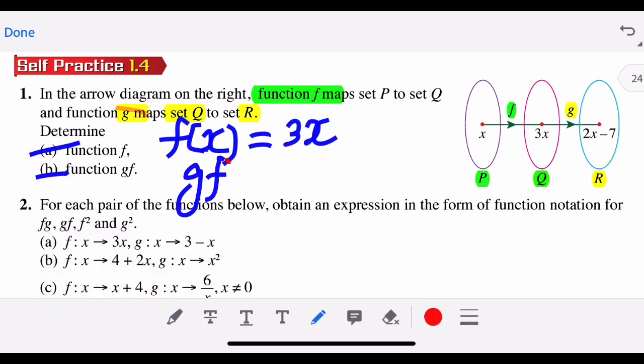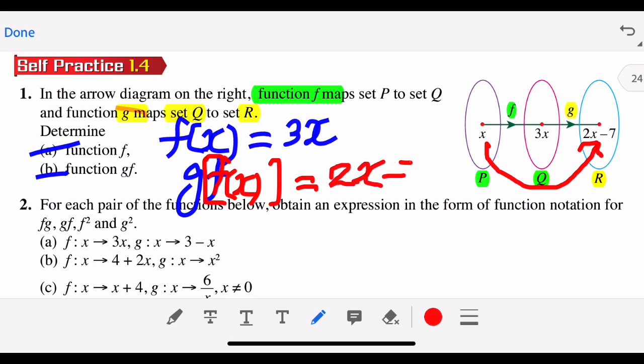Let me highlight the object in red color. It's the f. So we just differentiate the object in red color. So I'm going to write the function gf. So gf actually brings the x to 2x minus 7, right? So this is the composite function, alright? So the function g will bring the object f to 2x minus 7.